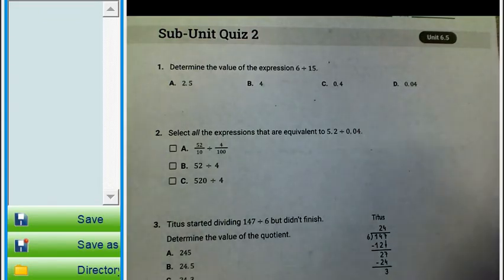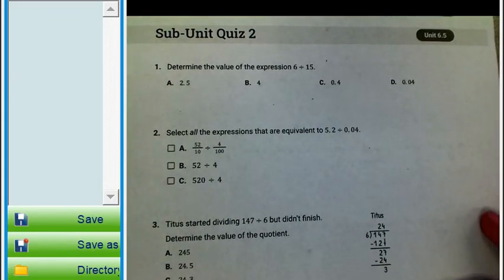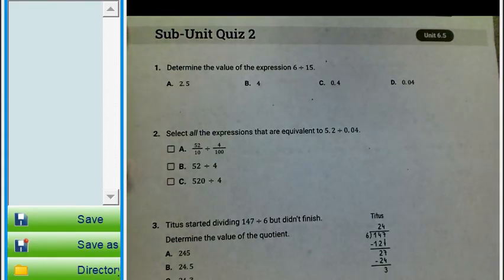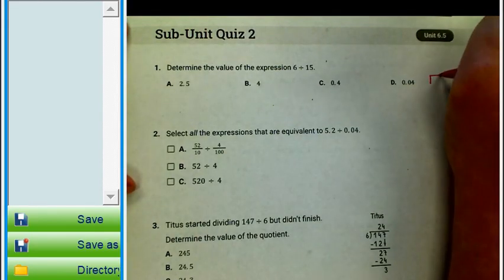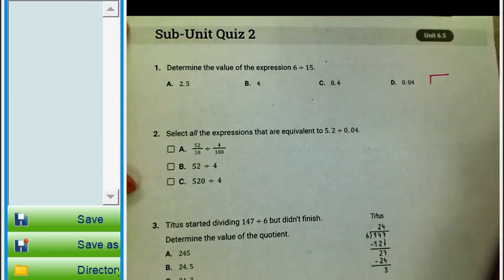Today we're going to be going over the test corrections for the Unit 5 Quiz 2. Number 1 wants you to determine the value of the expression 6 divided by 15. That means it wants you to solve it. So I would start by setting it up and making your division table. Remember which number goes inside the table.